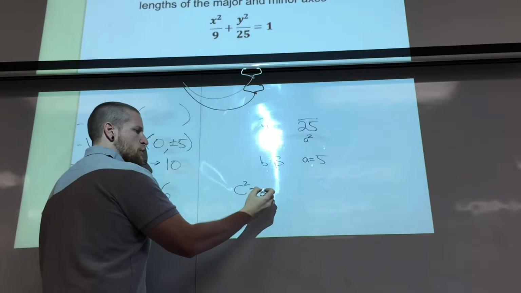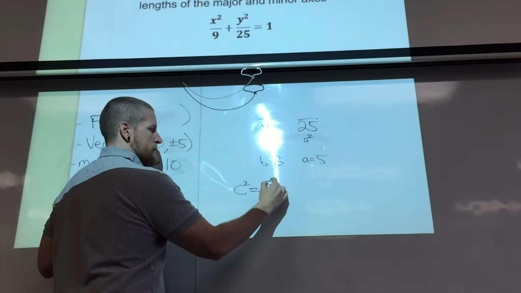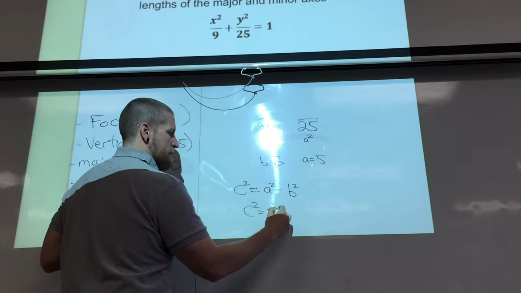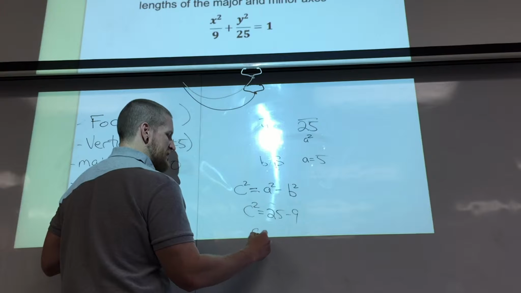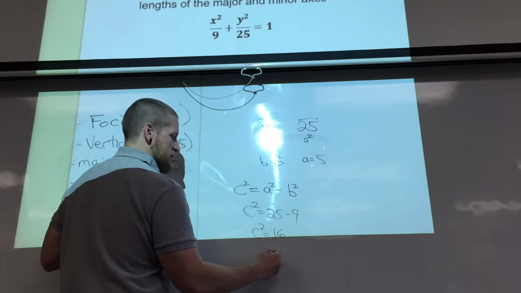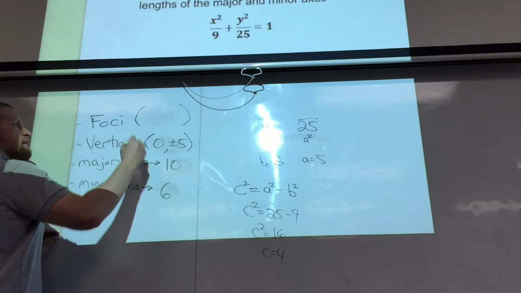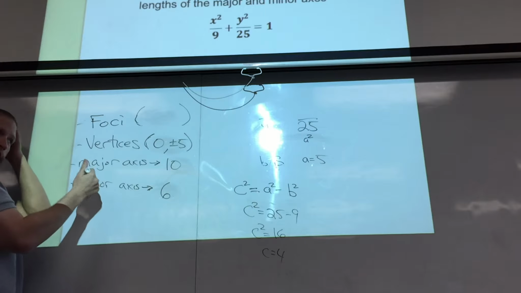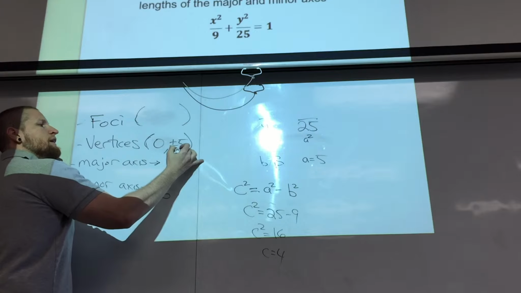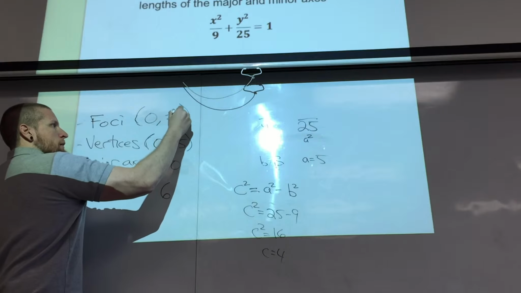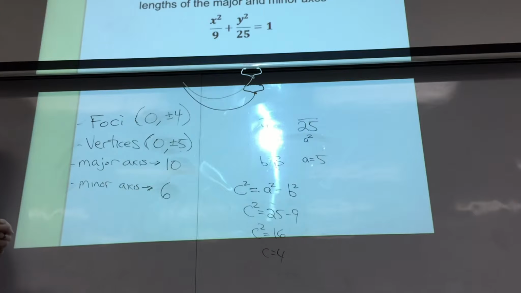How do you find c squared again? a squared minus b squared. So c squared should be 25 minus 9. What's 25 minus 9? 16. So c is 4. And again, guys, the two focus points go in the same direction as the vertices. So if you change the y-coordinate for the vertices, you have to do the same thing for the focus points.